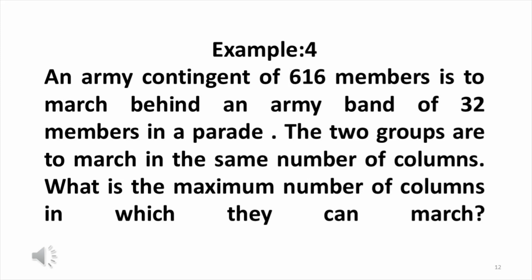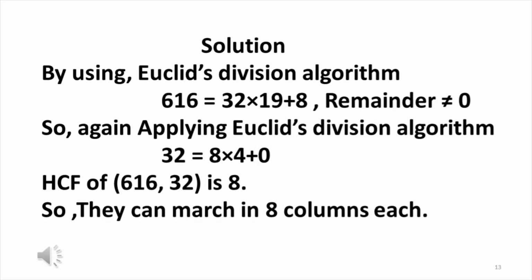Example 4: An army contingent of 616 members is to march behind an army band of 32 members in a parade. The two groups are to march in the same number of columns. What is the maximum number of columns in which they can march? Solution: By using Euclid's division algorithm, 616 equals 32 times 19 plus 8, and 8 is not equal to 0. So, again applying Euclid's division algorithm, 32 equals 8 times 4 plus 0. HCF of 616 and 32 is 8. So, they can march in 8 columns each.